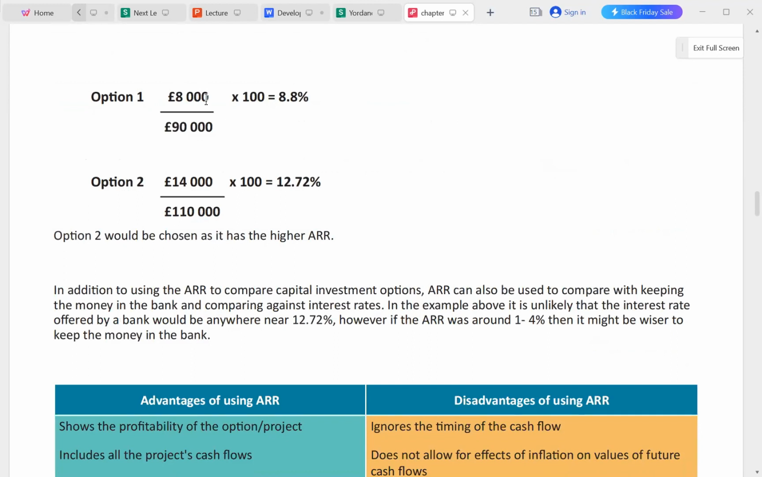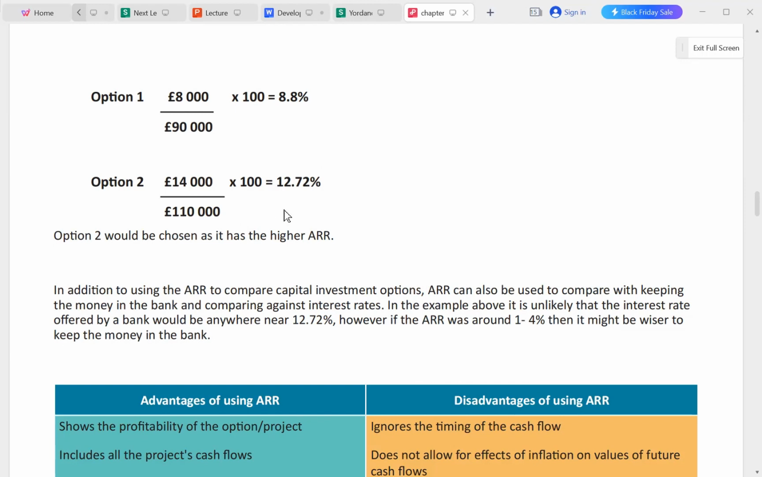So then we go 8,000 divided by the initial investment times 100, and we get 8.8%. And for option 2, we had 40,000 divided by 110,000 times 100, so we got 12.72%. So then why will we choose the 12.72%?